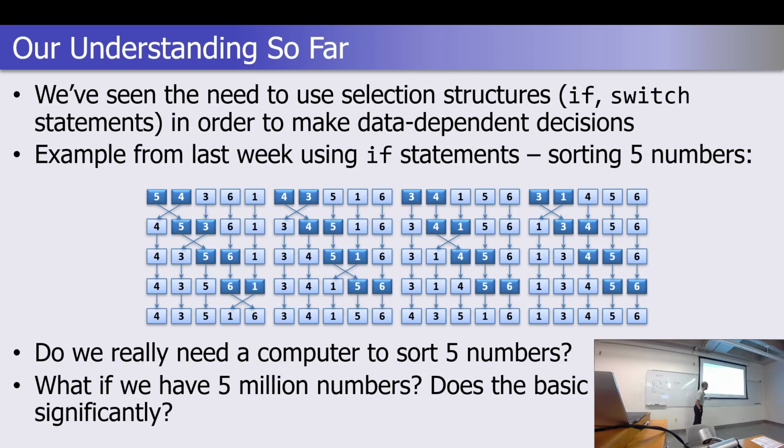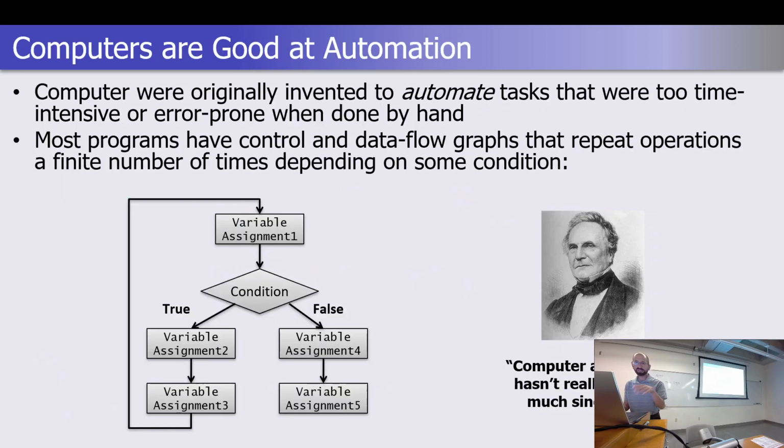The program goes from tractable and feasible with 5 numbers to completely intractable to put together with 5 million numbers, just in terms of the amount of copy paste we'd have to do, the amount of lines of code to even get one pass through a list of 5 million numbers. That's our motivation for this concept of looping structures.